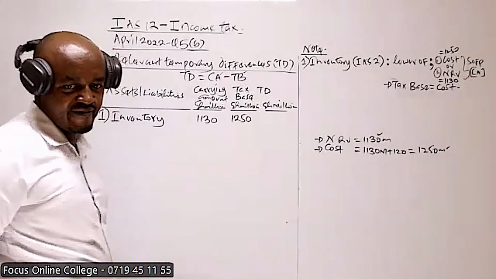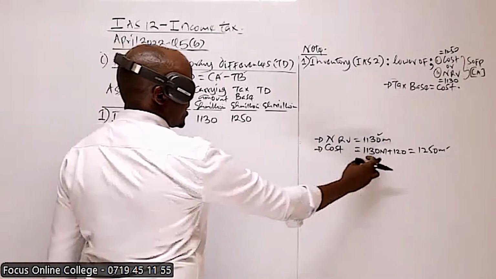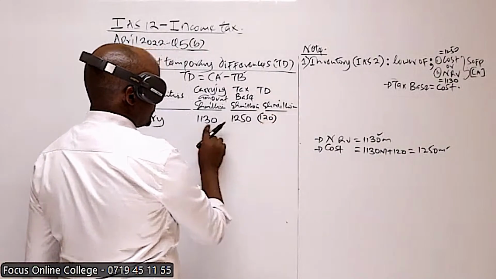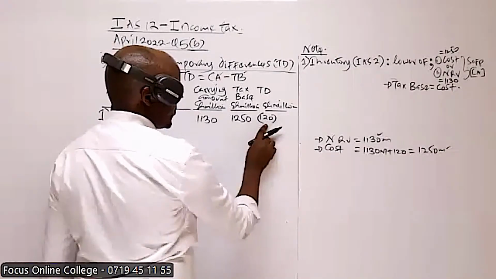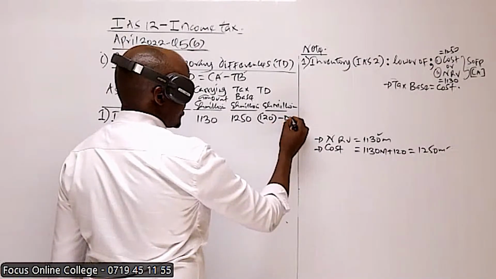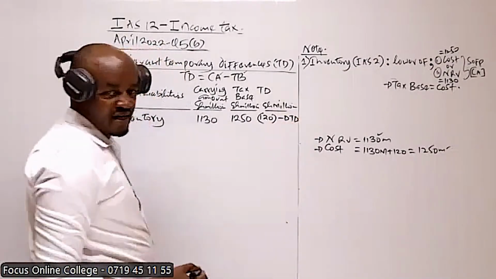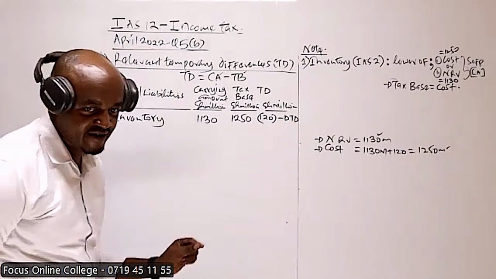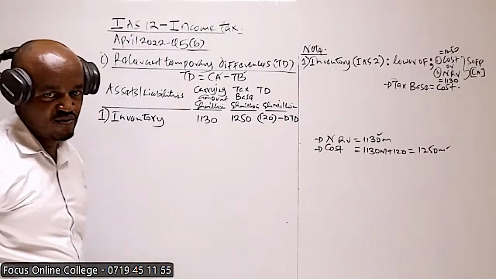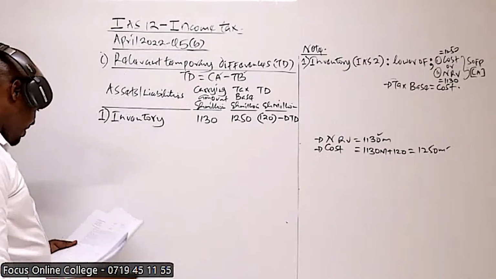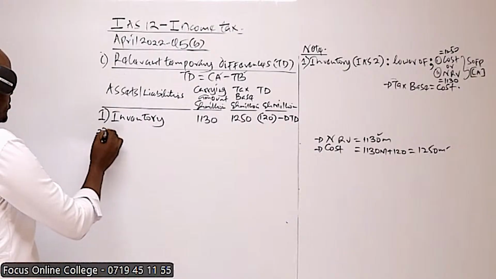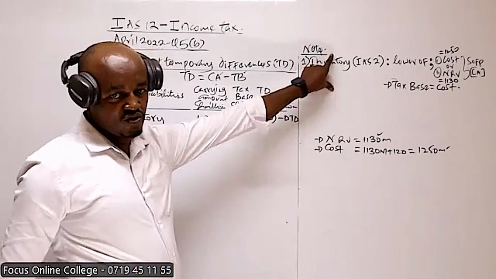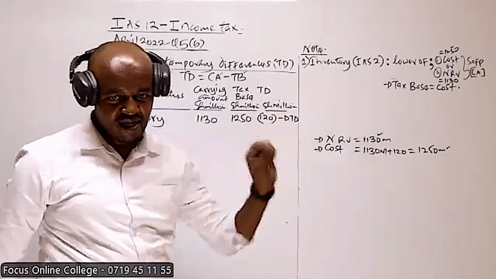Then we get the difference. We take this minus that, and we get a difference of 120, which is negative. Being negative, that is a deductible temporary difference. Make sure you indicate whether the temporary difference is taxable or deductible. If you get a negative figure, it's deductible. So we are done with that. Let's move to point number 2. These notes I'm giving, make sure you are noting them somewhere.